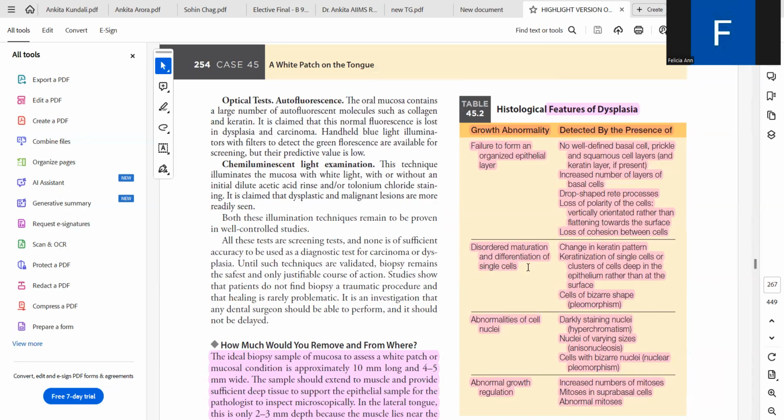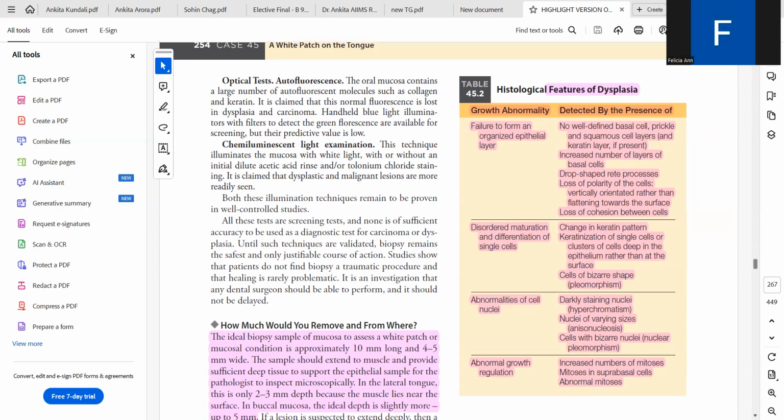Then disordered maturation and differentiation of single cells. Individual cells will also not have proper maturation. So change in keratin pattern, keratinization of single cells or clusters of cells deep in the epithelium rather than at the surface. And cells of bizarre shape, which is pleomorphism. Then we have abnormalities of cell nuclei. It's darkly staining nuclei, hyperchromatism, nuclei of varying sizes, and cells with bizarre nuclei, which is nuclear pleomorphism.